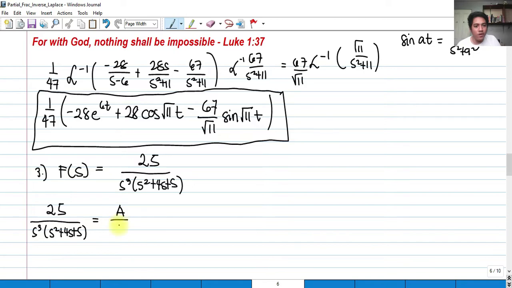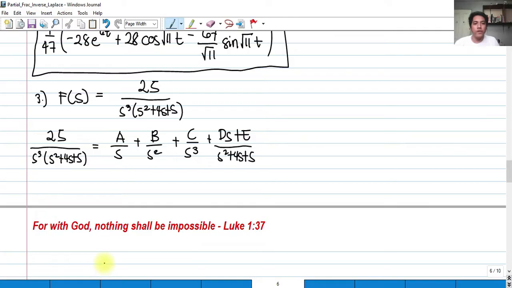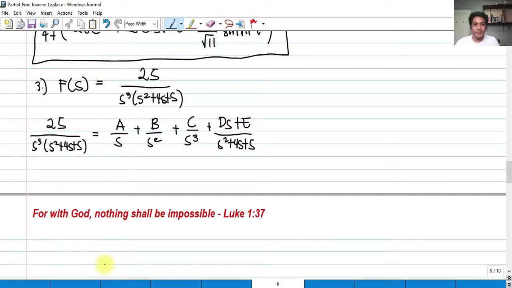So that would be a over s plus b over s squared, repeating roots, plus c over s cubed. And this term, we have a quadratic, but we can't factor that. So we have ds plus e over s squared plus 4s plus 5. And our main goal again is to find the values of a, b, c, d, and e.